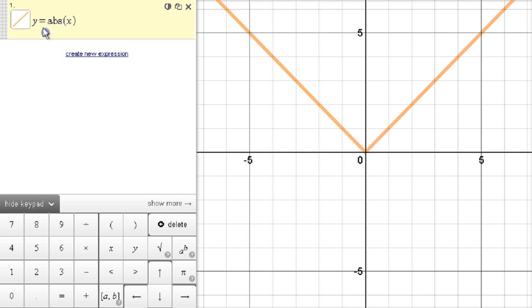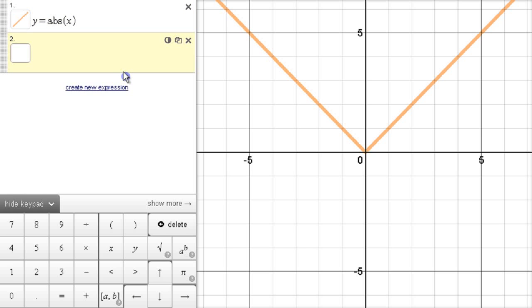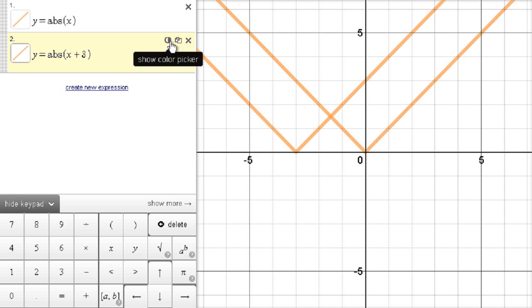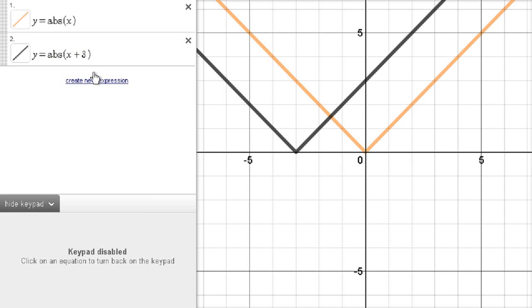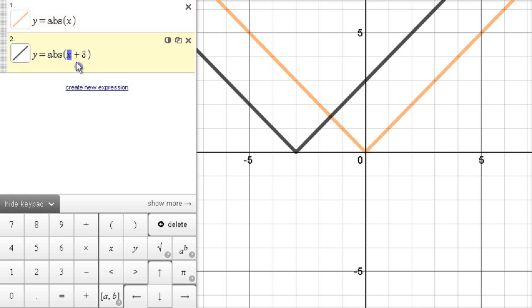All right, and then we're going to put in a new function, y equals absolute value of x plus 3. Let's make that a different color so we can see the difference. The one that's black is the second one. When you put a plus 3 inside the function, before you apply it, we're changing that x to x plus 3. Replacing x with x plus 3 ends up shifting the function 3 to the left.